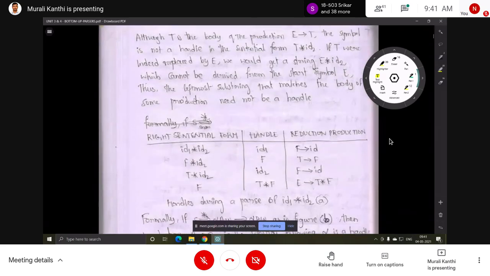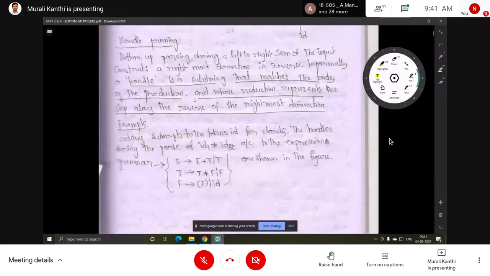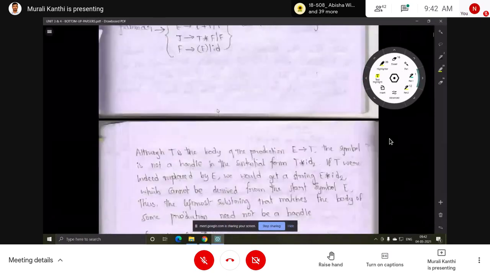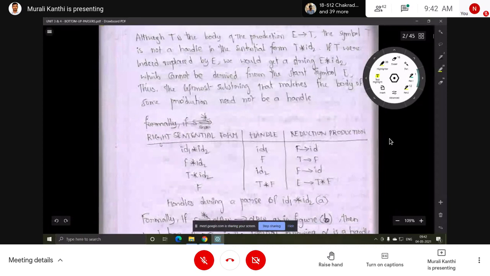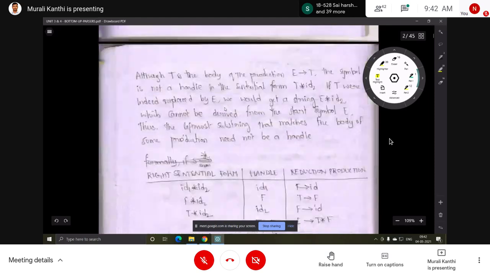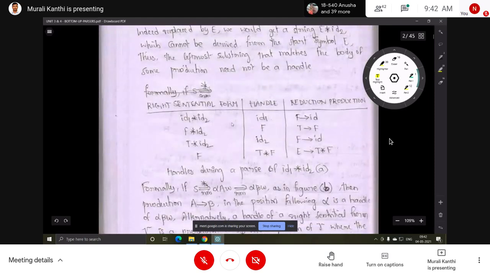Okay, so now this is how handle pruning is done. We'll see it step by step. Here we don't have a step by step process, so I will show it here. First write the sentential form, then the handle, then the reduction production, that is pruning. First we take whatever input string is given. This is the input string, id1 * id2, or simply id also you can take. So for id1 * id2, what is the handle? id1 is a handle.